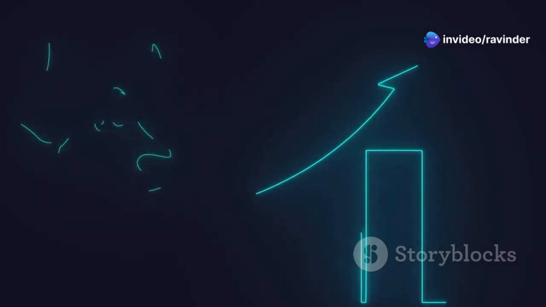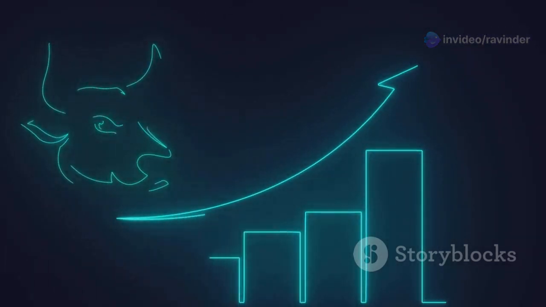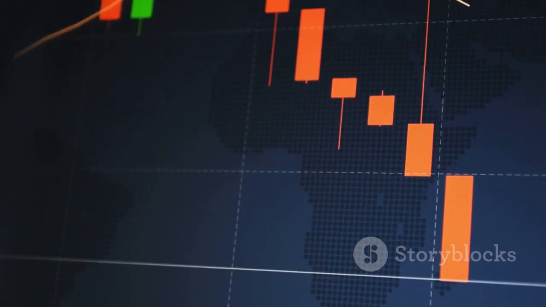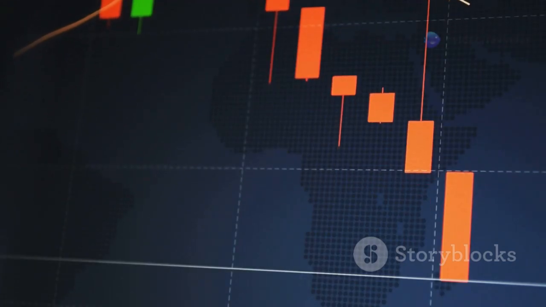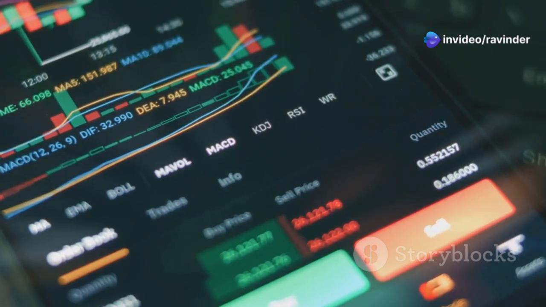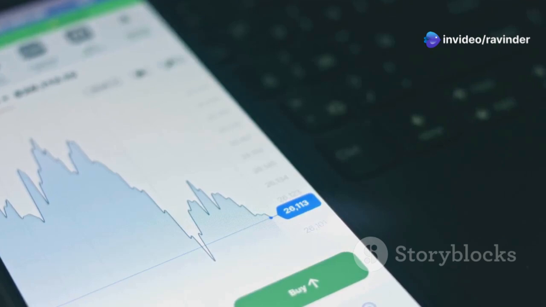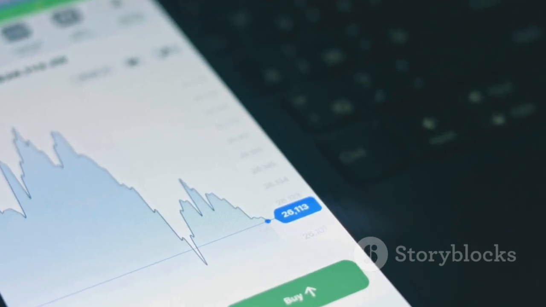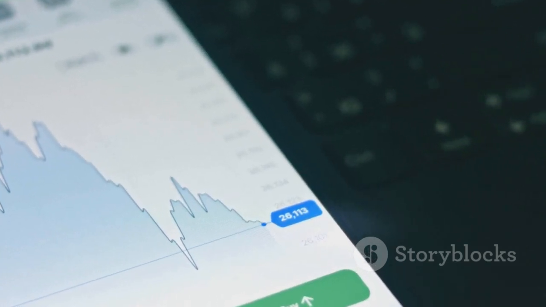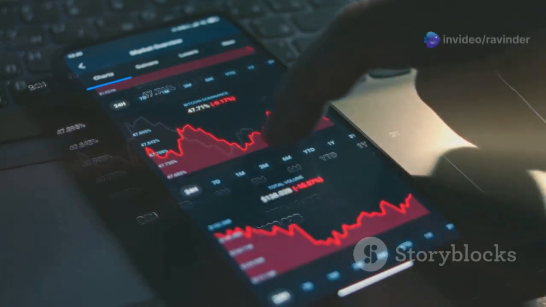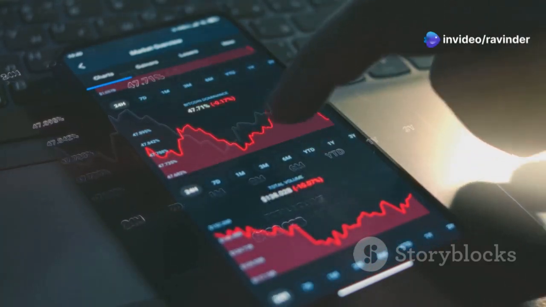For instance, when the market is bullish, investors are optimistic and confident that stock prices will rise. Conversely, a bearish market sentiment indicates that investors expect stock prices to fall. Understanding market sentiment is crucial because it can influence your trading decisions. For example, during a bullish market, you might be more inclined to buy stocks, expecting their prices to go up. On the other hand, in a bearish market, you might consider short selling or holding off on buying to avoid potential losses.